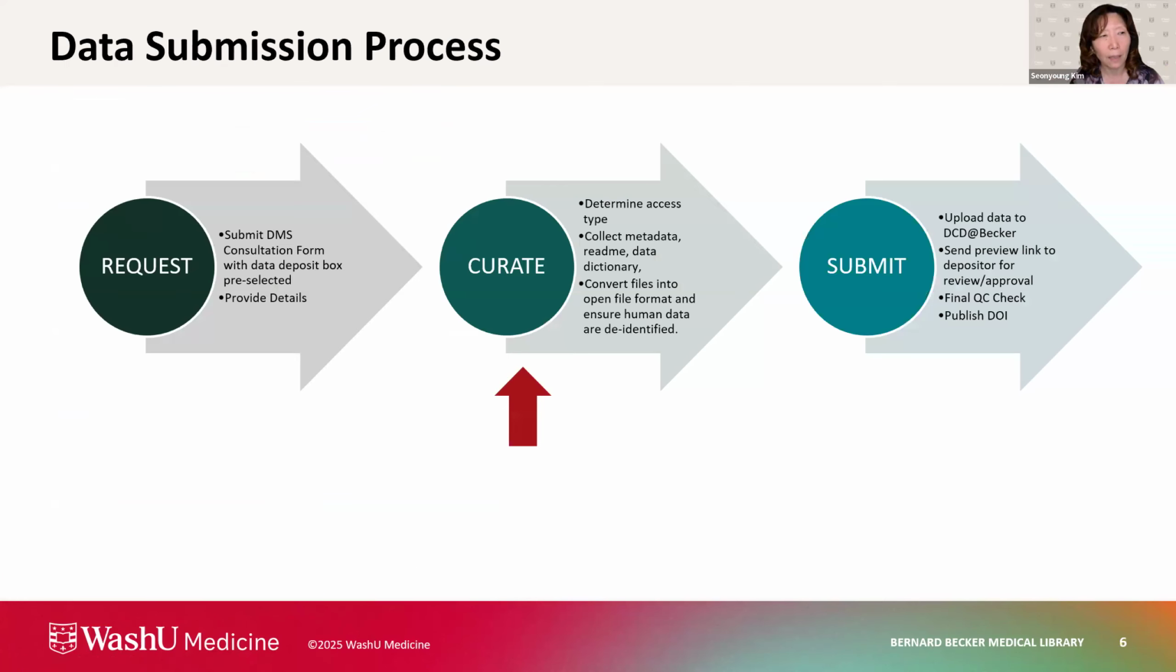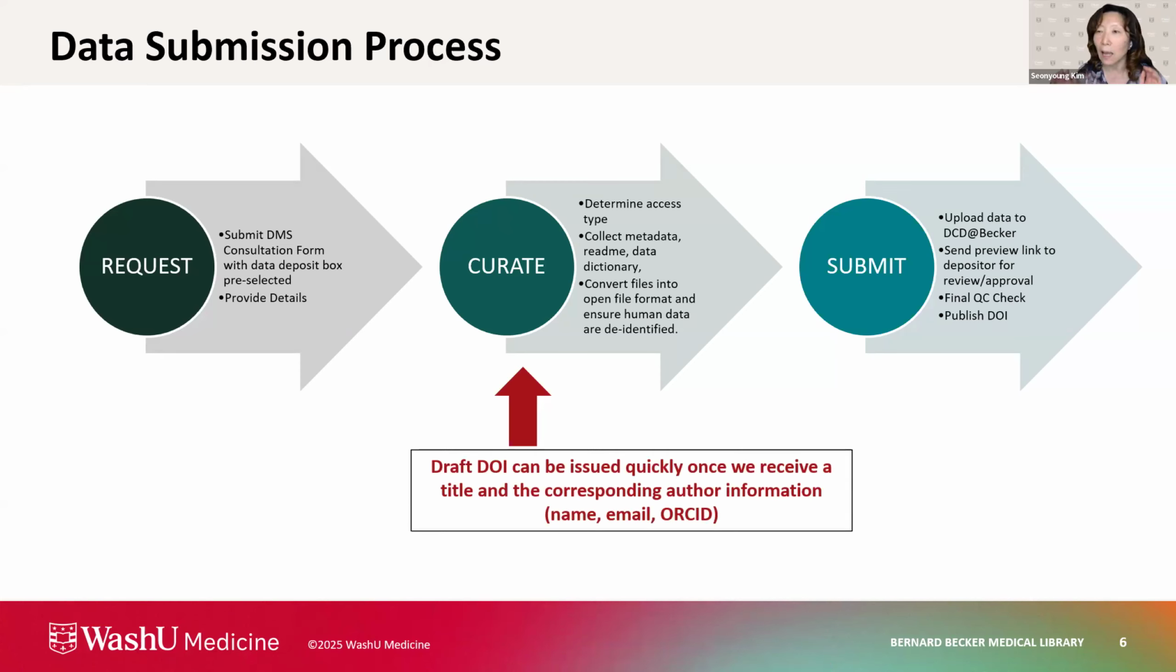It's a custom field. And this is the typical data submission process. As I showed you earlier, they click on the submission form and they fill out the form. We get the form and it has some details. And we normally start with a consultation meeting. And we ask them whether it's human data or non-human data so we can determine the access type, open versus restricted access. And then we collect the metadata. First of all, we need a title and then a corresponding author, and then we can mint a DOI at the moment.